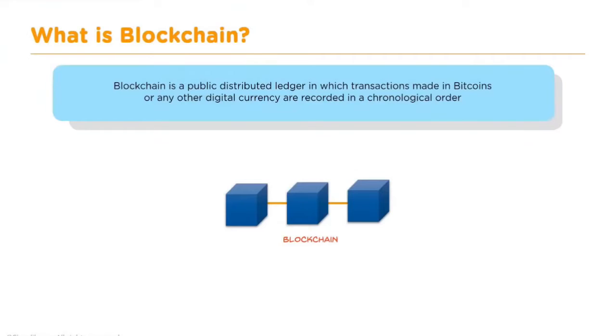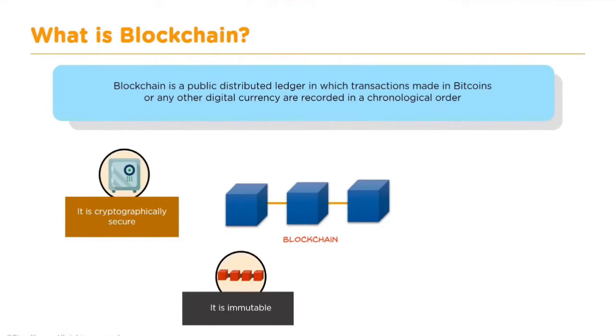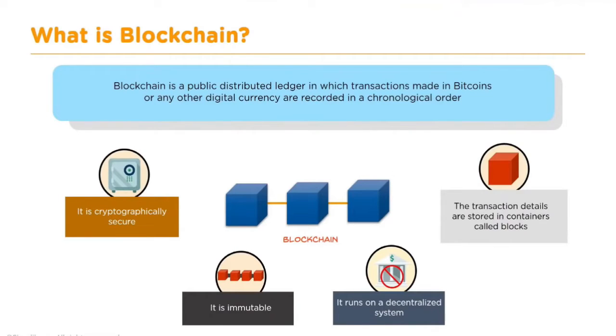Now, what is blockchain? Bitcoin runs on the underlying technology of blockchain. Blockchain is a public distributed ledger in which transactions made in Bitcoins or any other digital currency are recorded in chronological order. So let's see certain features. It is cryptographically secure, signed using your private key and then shared on the network with the public key. It is immutable. Any record or transaction added on the blockchain cannot be modified or altered. It is run by a decentralized system. There is no centralized authority or body, and the transactions are stored in containers called blocks.